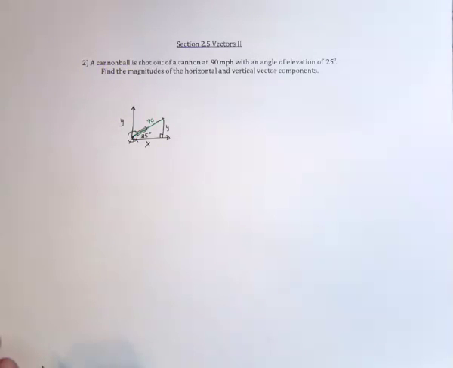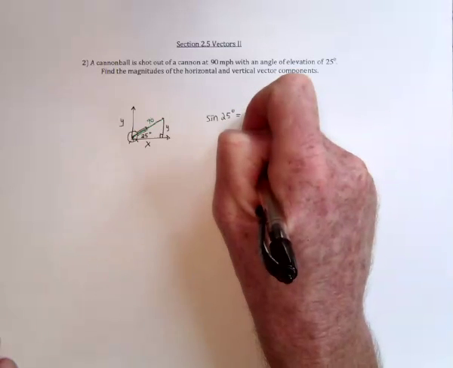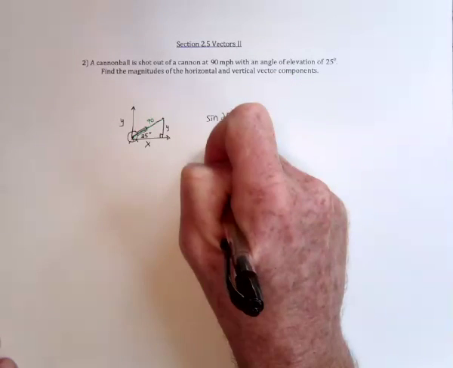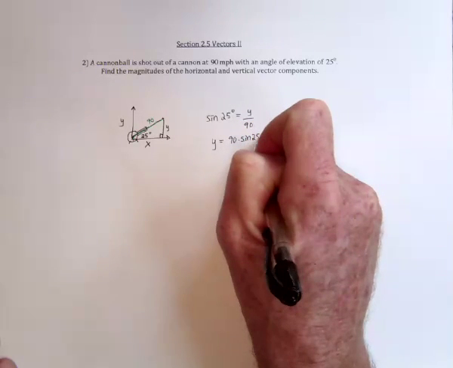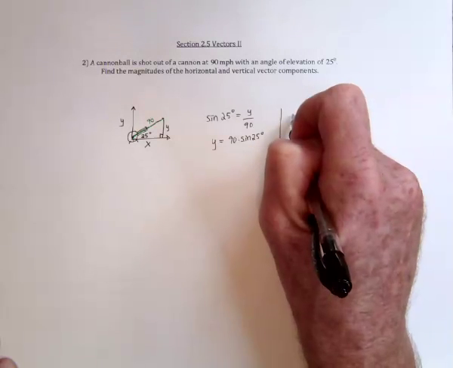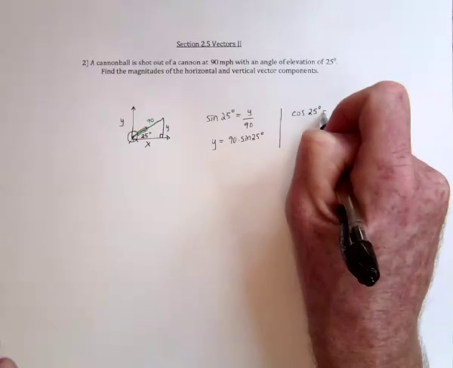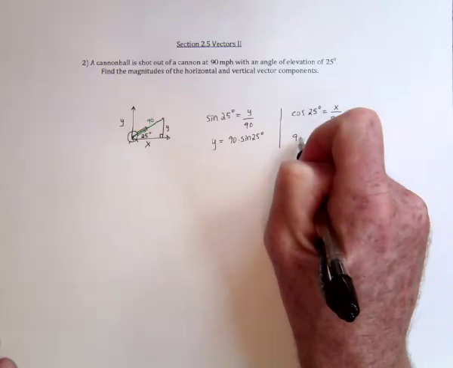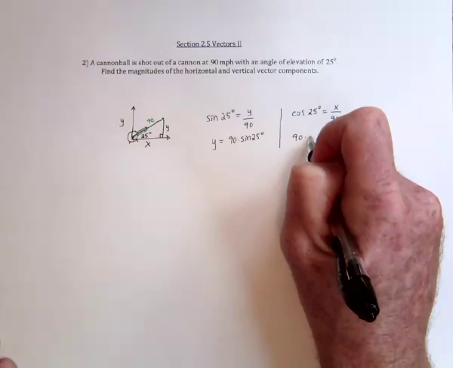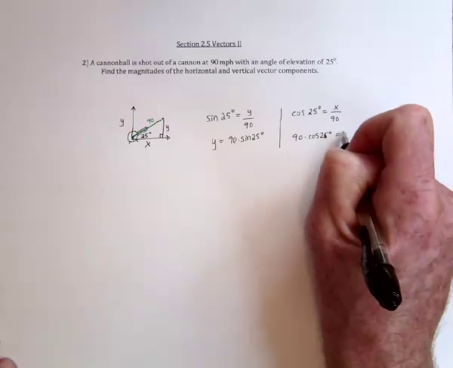And then use right triangle trigonometry to solve for x and y. So we would have sine of 25 is opposite over hypotenuse. So y is equal to 90 sine of 25 degrees. Likewise with cosine, cosine of 25 degrees is adjacent over hypotenuse. Multiply both sides by 90. And we've got x.